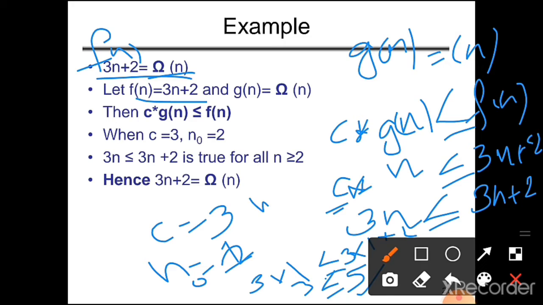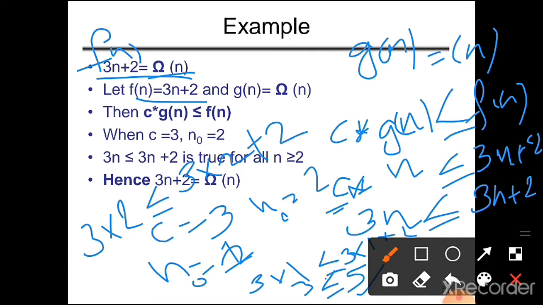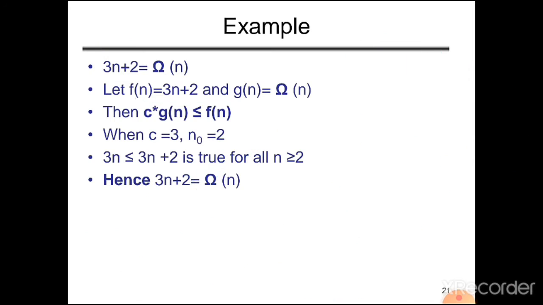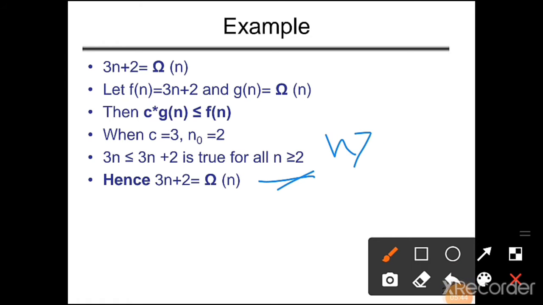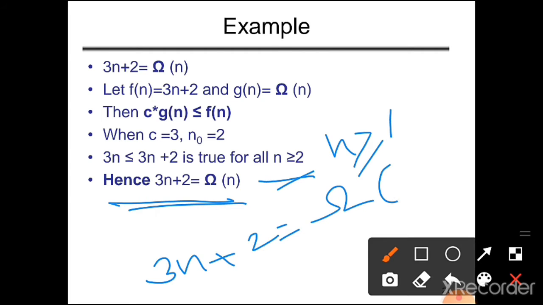If n is equal to 2, then 3 into 2 is less than or equal to 3 into 2 plus 2. That is 3 into 2, 6, less than or equal to 6 plus 2, 8. So it is also true. So for all values of n greater than or equal to 2, we need not necessarily give 2; n greater than or equal to 1 also satisfies. So hence we can say that 3n plus 2 is equal to omega of n.